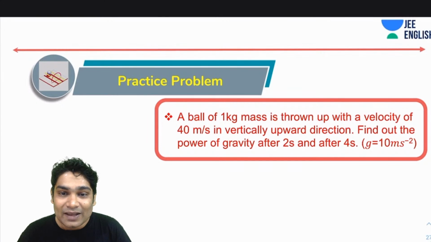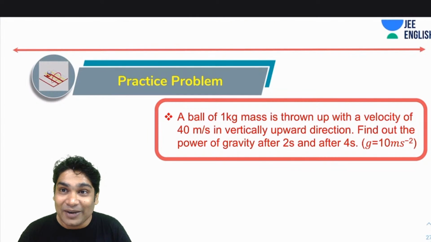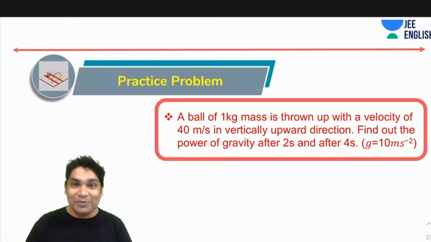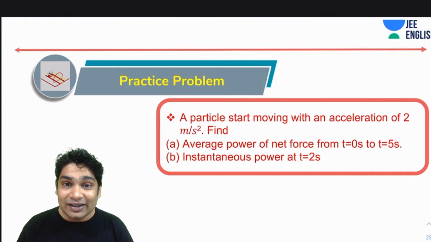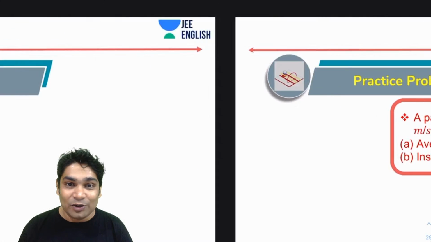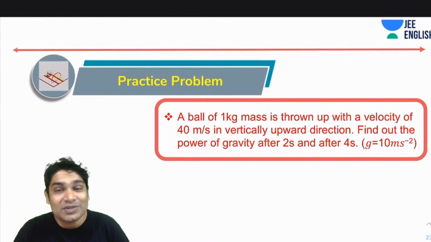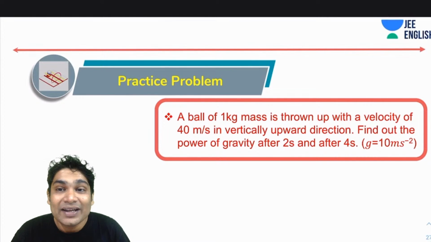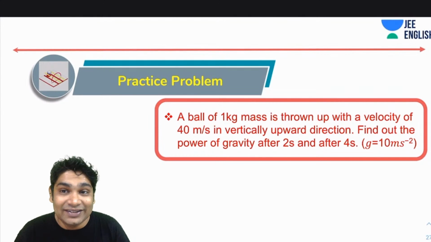So you can just quickly try two problems. Take screenshots of these problems. You can try them later, because I'm getting late. I have to start another session in another 15 minutes. So take a screenshot of this problem, try it on your own. Take a screenshot of this problem also and try it on your own quickly. So let me read it out while you're taking screenshots. The problem says a ball of mass 1 kg is thrown up with the initial velocity of 40 meter per second in vertically upward direction. You find the power of gravity at t equals 2 seconds and t equals 4 seconds.